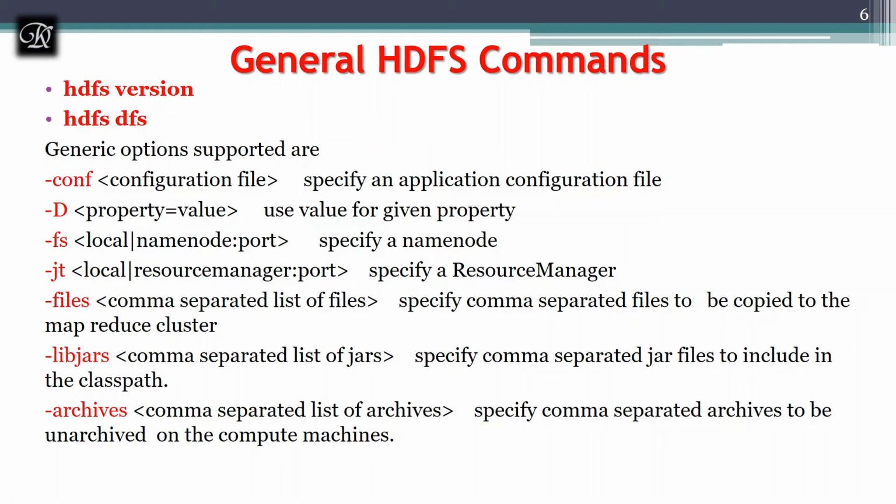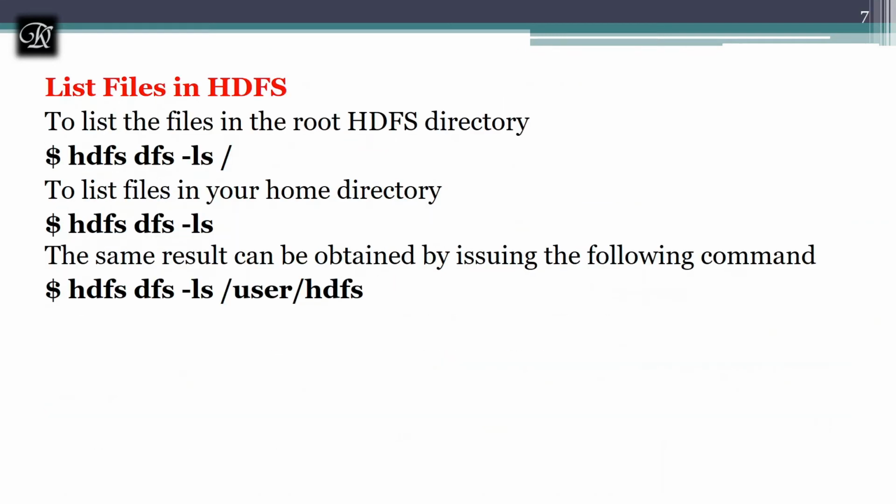Next, -files. It is going to allow us to specify a series of files to be copied to the MapReduce cluster. Next, -libjars. It is going to allow us to specify a series of jar files which should be included in the class path. And -archives. If you have any archives that you want extracted on the computing machine, that can be specified using -archives.